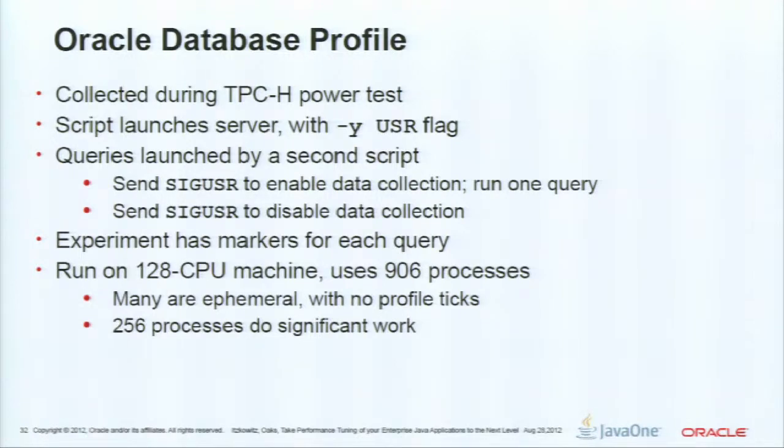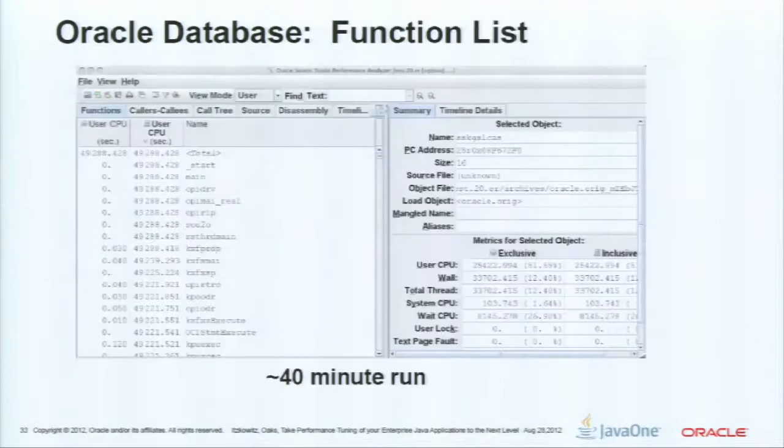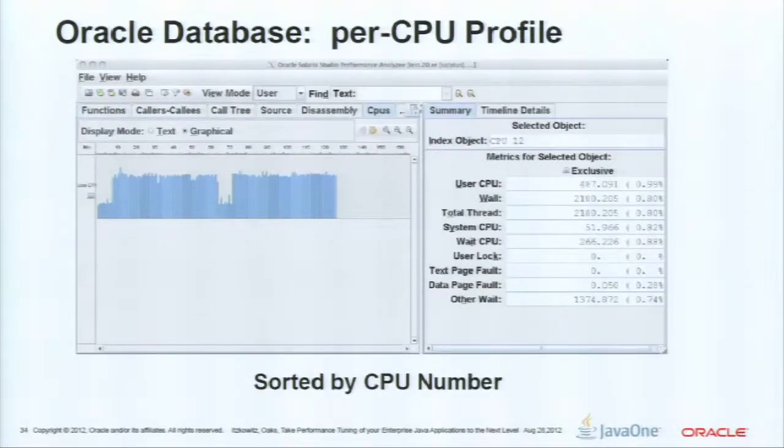In this case, it was run on a 128 CPU machine, which ran 906 processes. Many of those processes are ephemeral, and they don't even get one profile tick. But 256 of them do significant work. So here's an example of the data from a 40-minute run, 49,000 seconds of execution time. Here's a picture of the data sorted by CPU number, and you can see that some of the CPUs are actually used substantially less than the others.